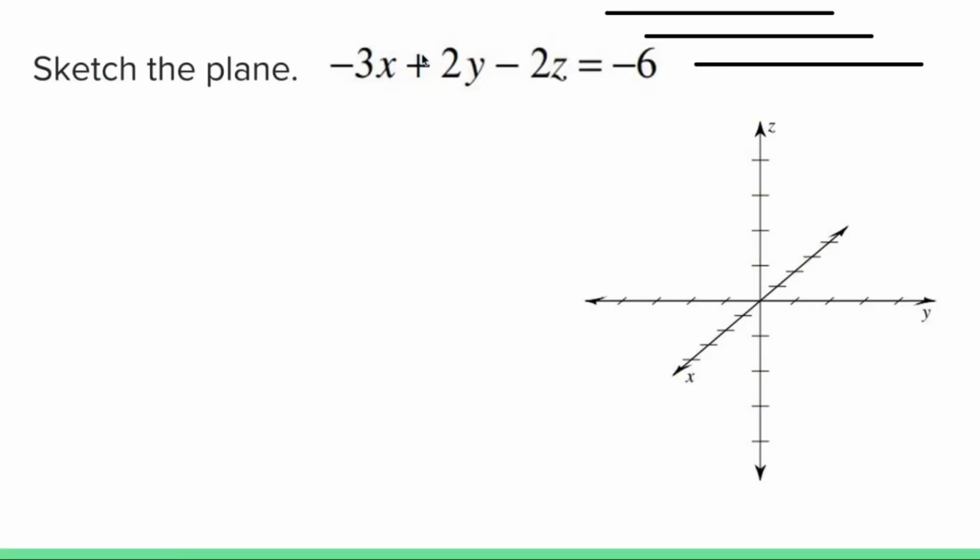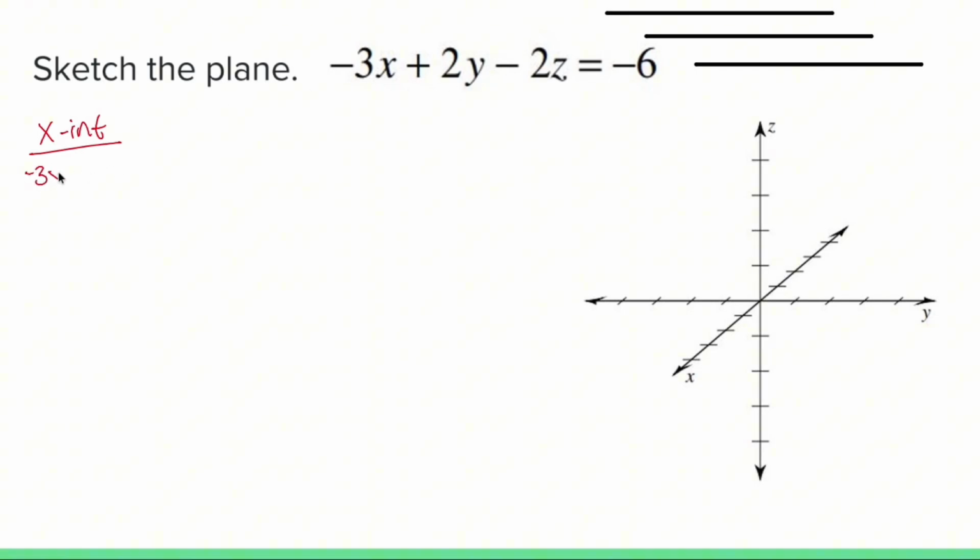Sketch the plane -3x plus 2y minus 2z equals -6. Right now, what I need to do is find my x-intercept, my y-intercept, and my z-intercept. To find your x-intercept, that's the point on the x-axis that my plane is going to go through. I find that by replacing y and z with 0 and solving for x.